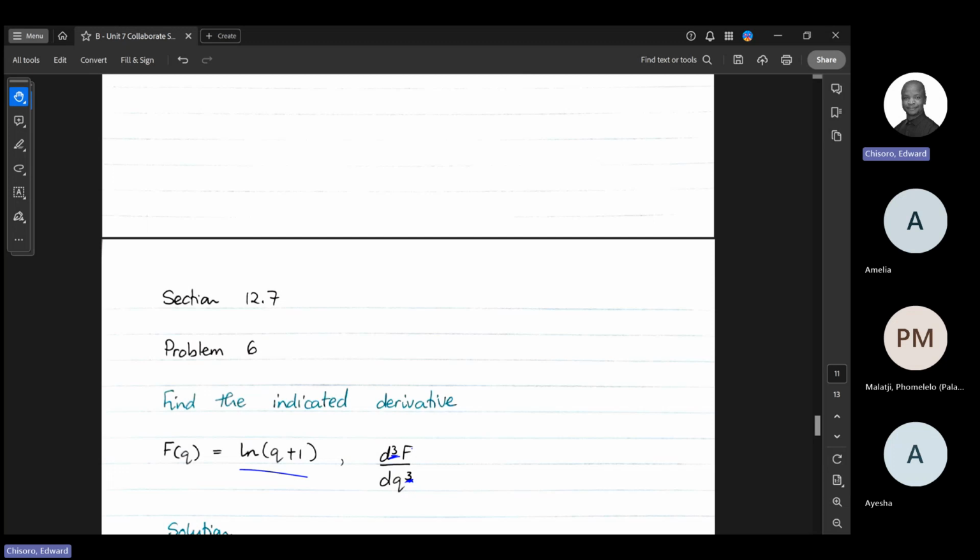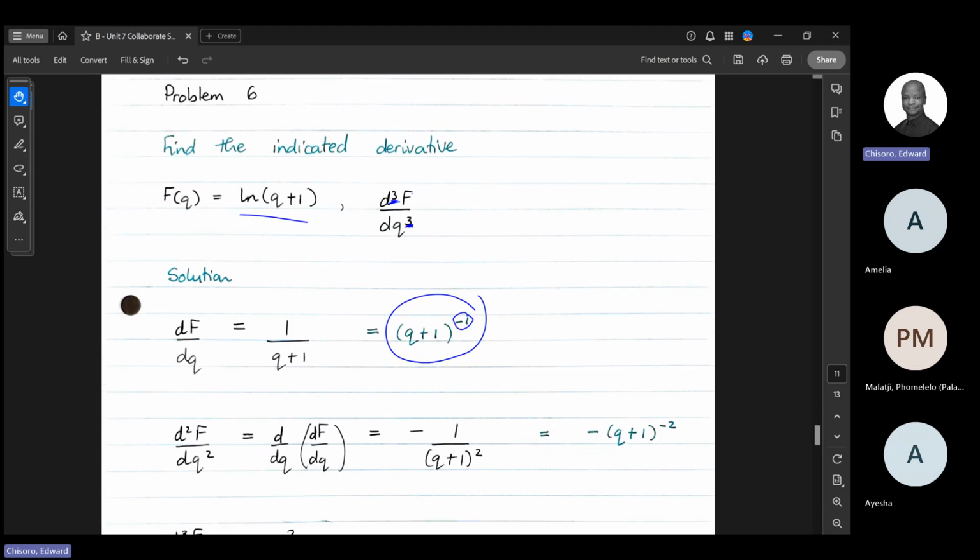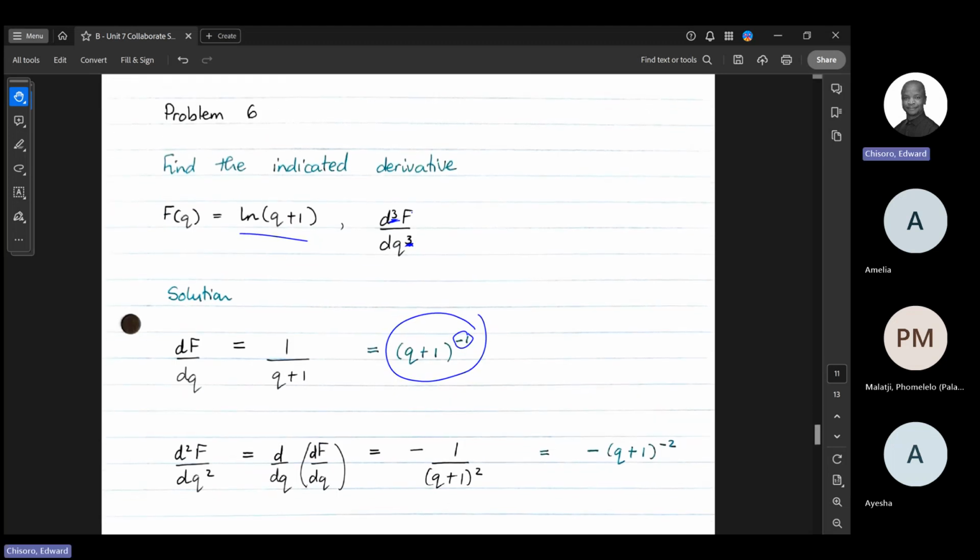The first derivative would be 1 over q plus 1, right? If we do that, we check, okay, that's 1 over q plus 1. And I'm just going to rewrite it as q plus 1 to the power minus 1 because we want to get to a second derivative. So it's easier to differentiate exponents of something. So we do that. Second derivative would be minus 1 times q plus 1 to the minus 2, right? So we always minus 1 from the exponent. So we get to the minus 2.